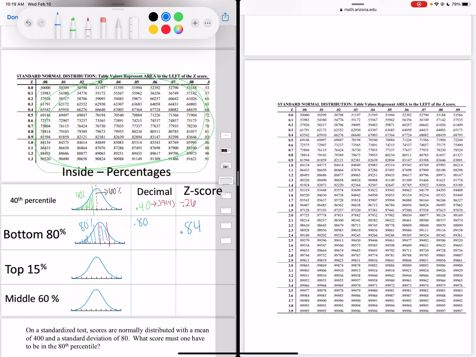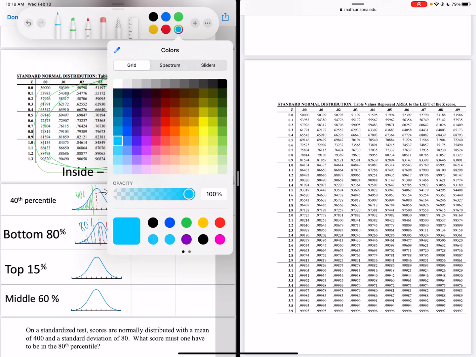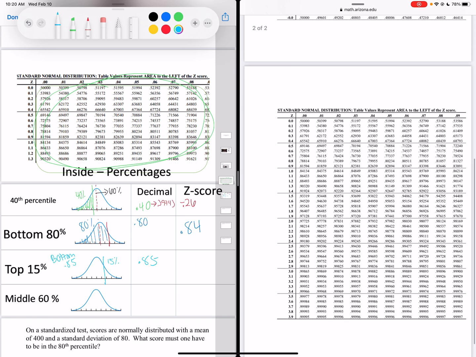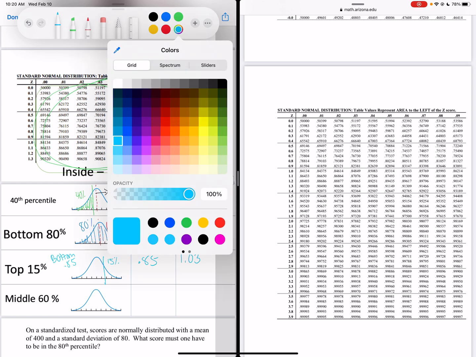Now this is where it gets a little bit tricky. So we have the top 15%. If I say the top 15%, you have to remember that you're always looking for the bottom percentage. So the top 15 would be the bottom 85. So the decimal that you're looking for is actually 0.85. Okay, so for 0.85, I want to find the value that's closest without going over. Looking for 1.03. 1.03 is the z-score.